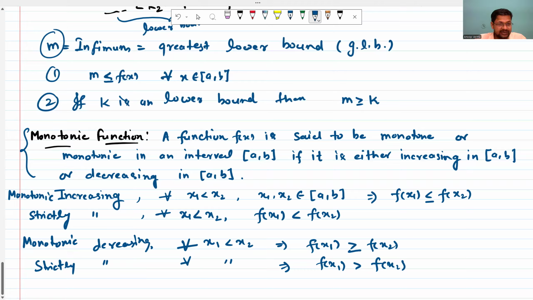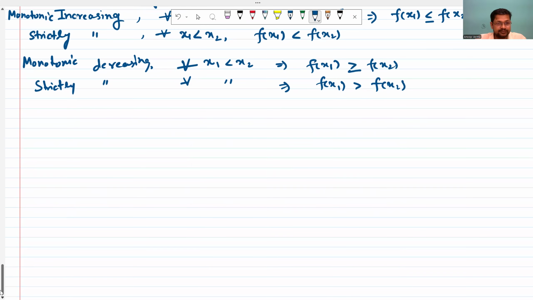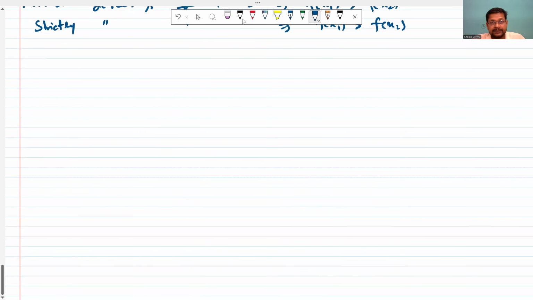अब हम बात करते हैं पार्टीशन की। पार्टीशन, एंड दिस इज वेरी इंपॉर्टेंट इन द रीमान इंटीग्रेशन। पार्टीशन ऑफ एन इंटरवल कैसे हम उसे डिफाइन करते हैं। So partition: by partition of interval a comma b, we mean the finite set P of points.